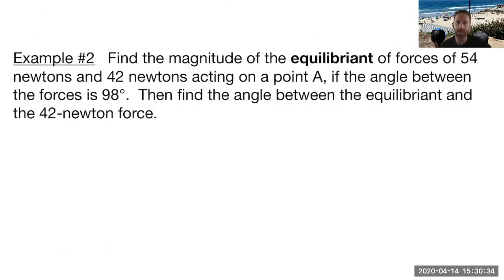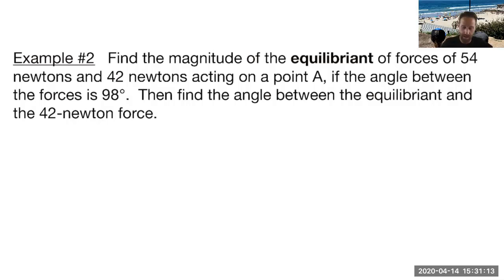It says to find the magnitude, or the size, length, of the equilibriant of forces of 54 and 42 newtons acting on some point. This time they're labeling it as point A, if the angle between the forces is 98 degrees. So very similar to the one that we just did. And they want us to find the angle between the equilibriant and the 42 Newton force, as well as, at the beginning, they ask for the length or magnitude of the equilibriant. So 2 questions within this one. Let's draw it out to see what we're working with first.